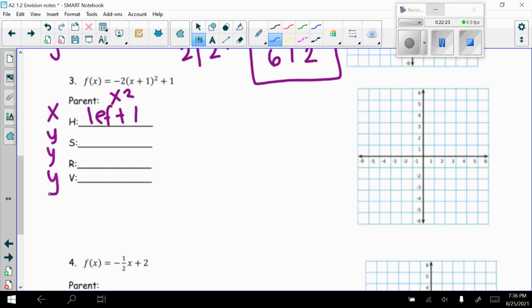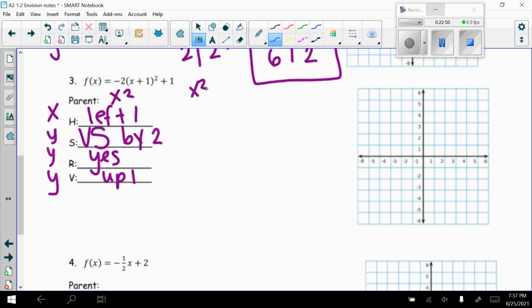S, I have a number out front. It's 2. Okay? The number out front, remember, is a vertical. The number bigger than 1 is a stretch. So it's a vertical stretch by 2. R, yes, I have a reflection because I have a negative out there. V, I have a plus 1 at the end, so yes, it's shifting it up 1.